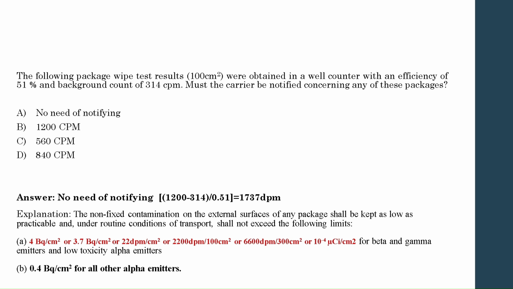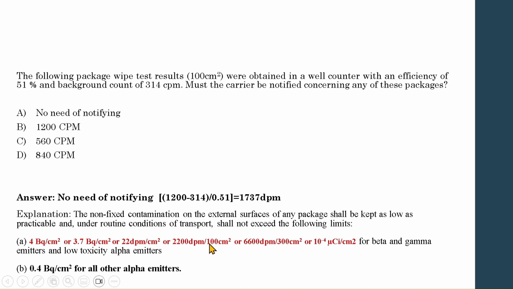So in this case, if you want to convert 1200 CPM into DPM, you have to just subtract the background from this 1200 CPM and divide it by its efficiency, that is 55%, 0.51, and it comes out to be 1737 DPM. And in the question it was given that it was for 100 centimeter square.